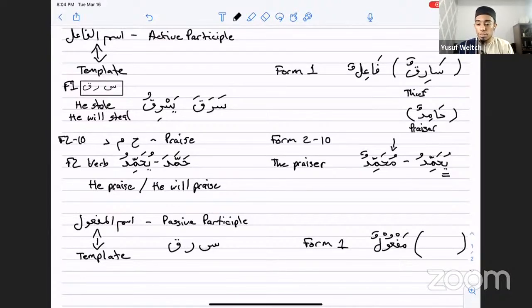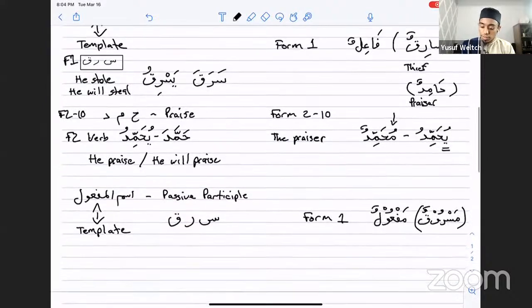So with the letters sin, ra, qa, what would be our word? Masruq. Right, because we are plugging these letters in to where the fa, the ayn, and the lam are. We're not replacing the other letters because they give us the structure. Masruqun. Masruq means something stolen.